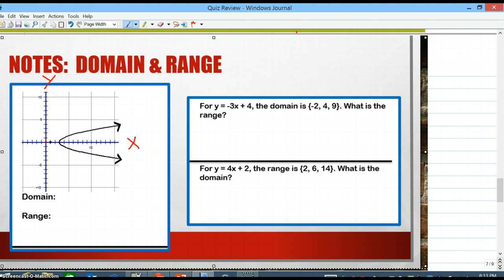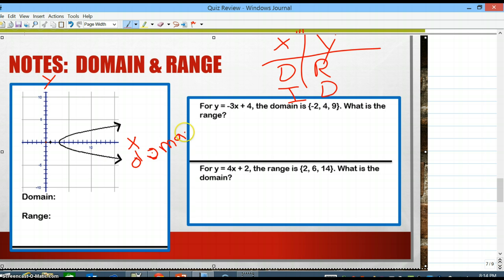And if you remember that little chart that we talked about earlier in the year, x and y went to the doctor, but they couldn't be seen because they didn't have an ID. X is our domain, so I'm going to write domain under x. And y is our range, so I'm going to write range next to our y.